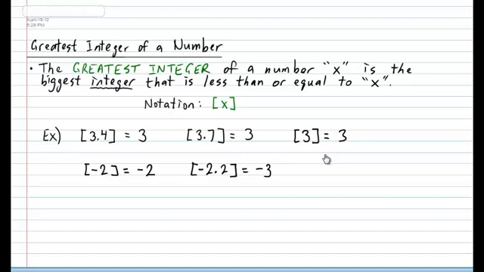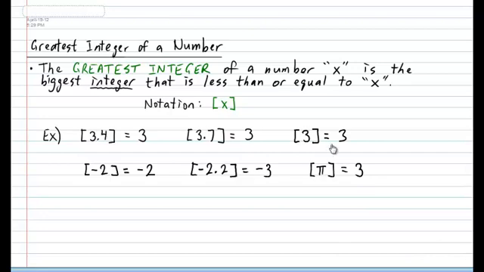Let's try more. How about this one? What is the greatest integer that comes closest to the number pi without going over pi? I believe that would be the number 3. Remember, pi is around 3.14, and the closest whole number that comes to 3.14 is 3. So, if you look at the pattern here, the greatest integer of any number is basically rounding down.